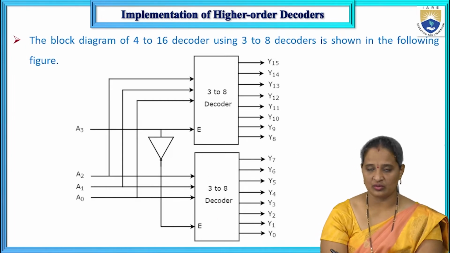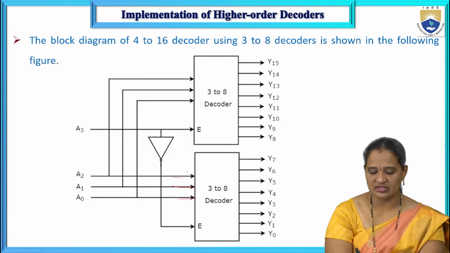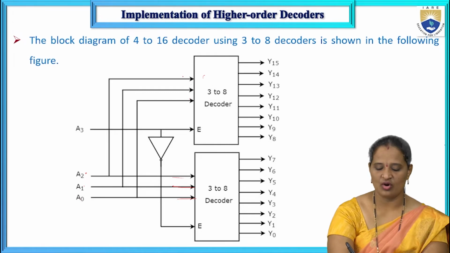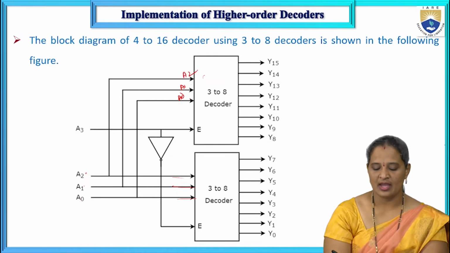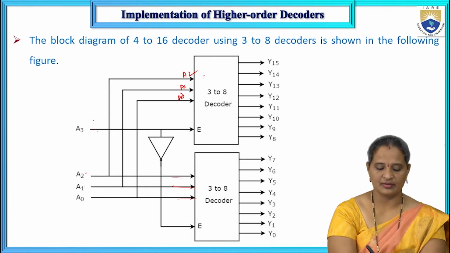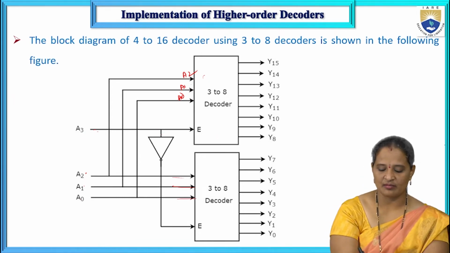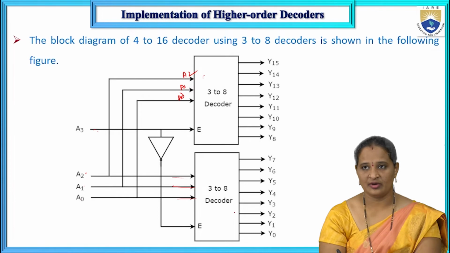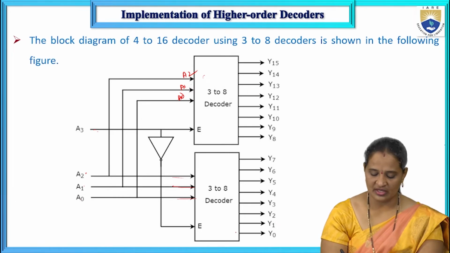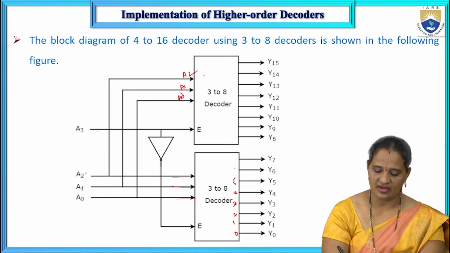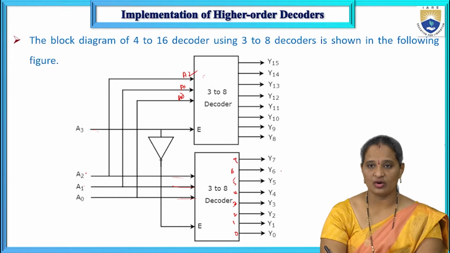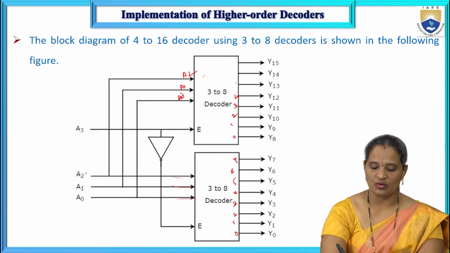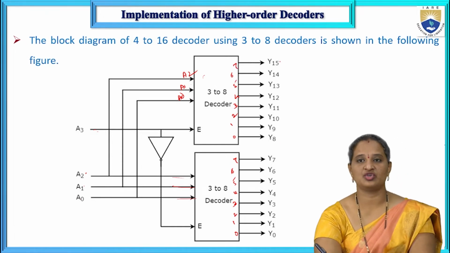So we have taken two 3 to 8 decoders, each having 3 inputs A0, A1, A2, and the MSB A3 is given as the enable input, and it is complemented and given as the enable input to the lower decoder. Now we have 8 outputs in each, 0 to 7. The output lines of the lower decoder are designated as Y0 to Y7, whereas the output lines of the upper decoder are represented as Y8 to Y15.